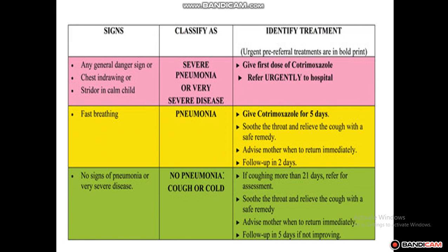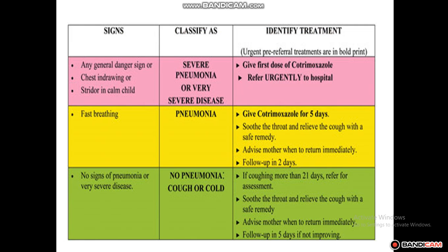Based upon the child's signs and symptoms, like if there is chest indrawing or stridor in a calm child, then immediately the child has to be taken to the hospital and antibiotics initiated. Then if there is fast breathing, the child also has to be taken to a hospital and given cotrimoxazole for 5 days, soothe the throat and relieve the cough with a safe remedy. Advise the mother to return immediately, follow up in 2 days.